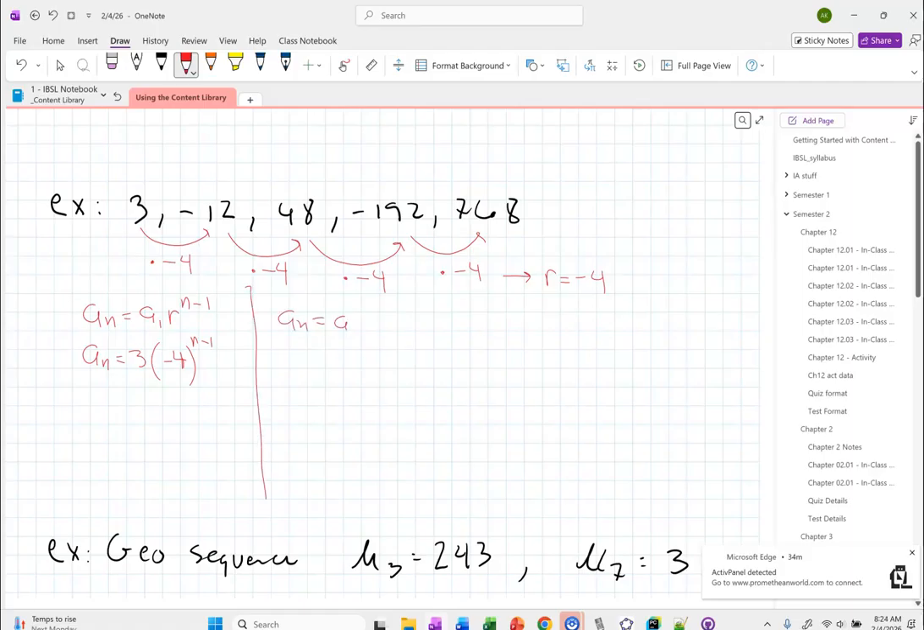My recursive formula is the previous term times r. And just like with the arithmetic sequence, I need to also give a starting value. So I'm going to list the first term, which was 3. Is everybody good how I filled in things to my formula here?